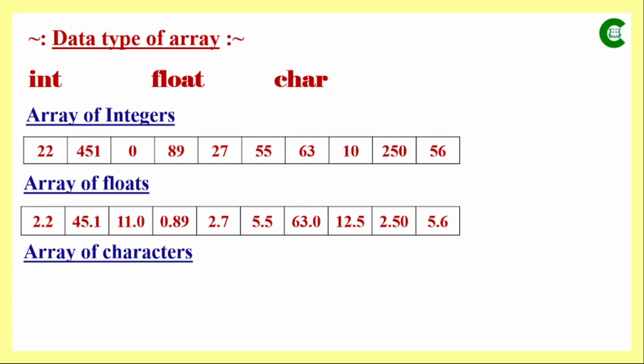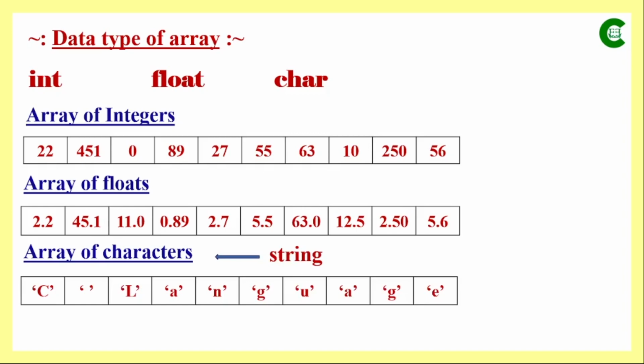Next is array of characters. It has a specific name, which is called string. So this is an array of characters or string, because when we learned the character data type, we saw that with a single variable we can only store a single character. Then how do we store a string of characters, or multiple characters? This is the way we can. And that can store space and special characters.